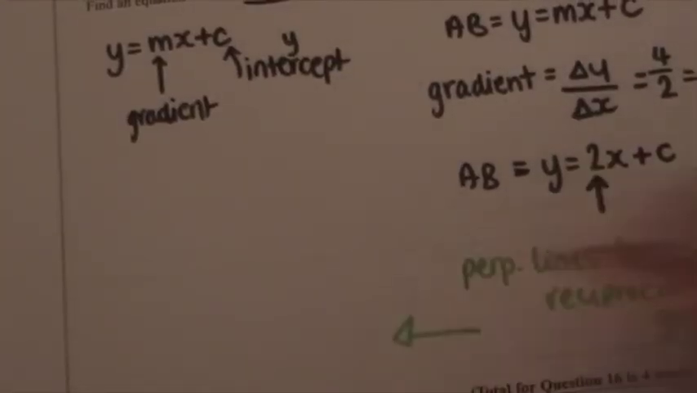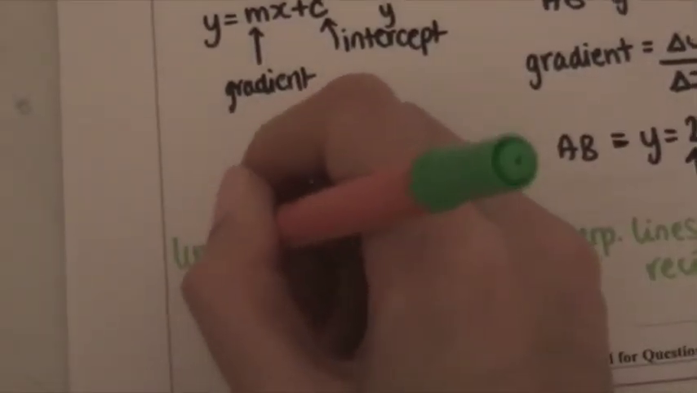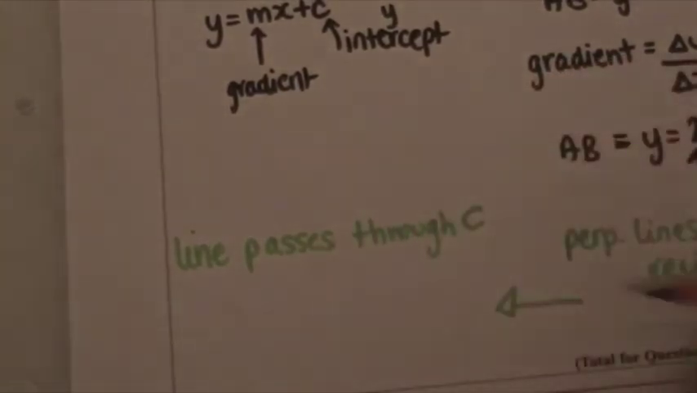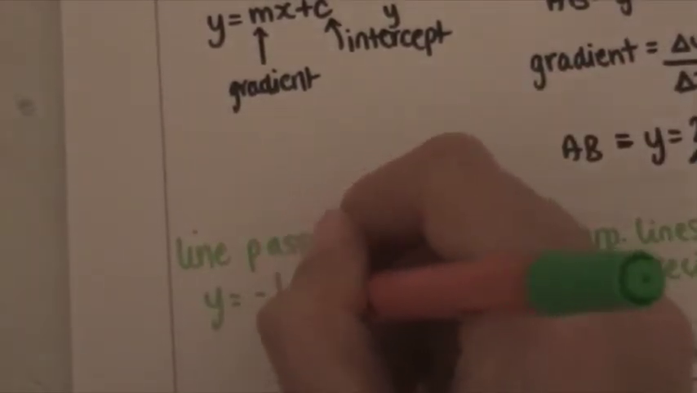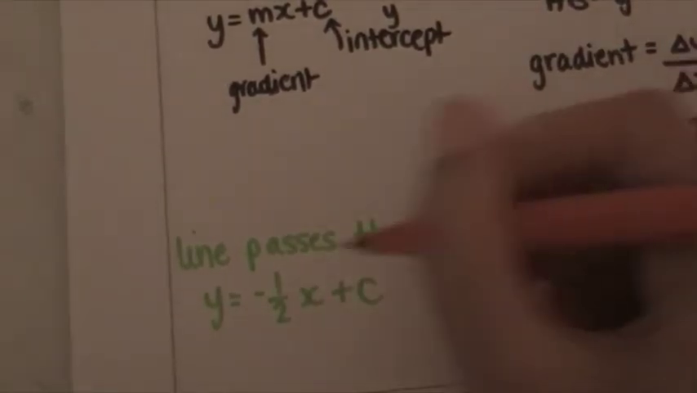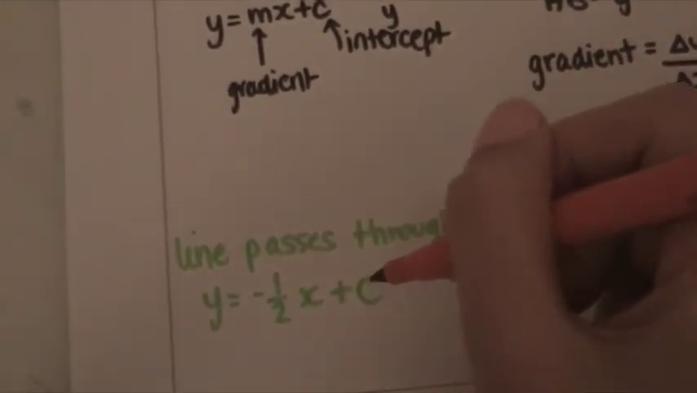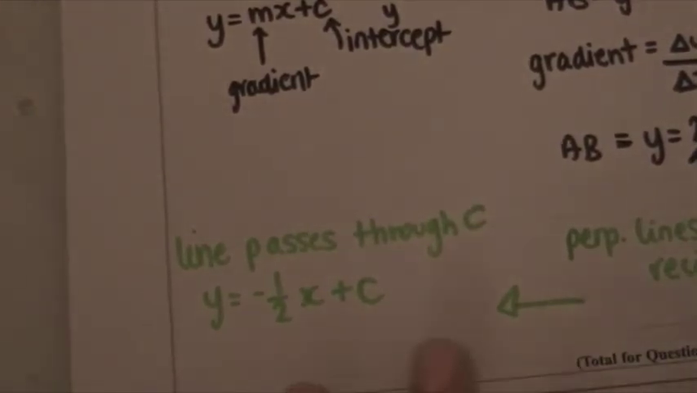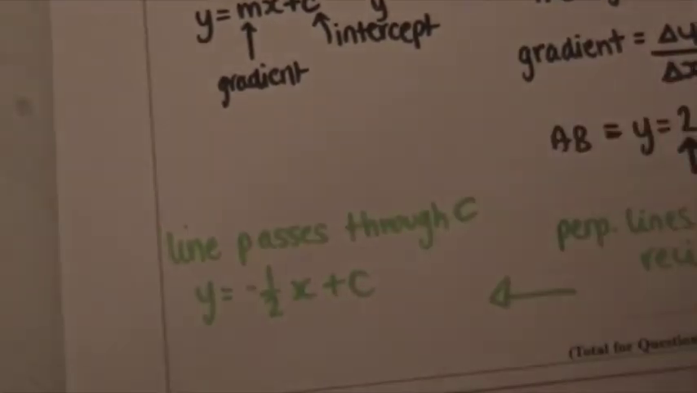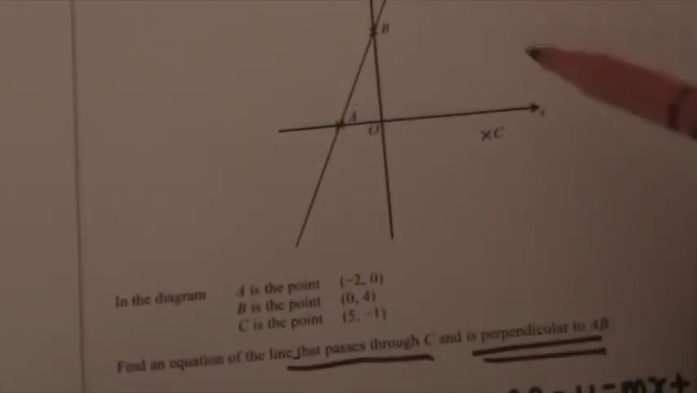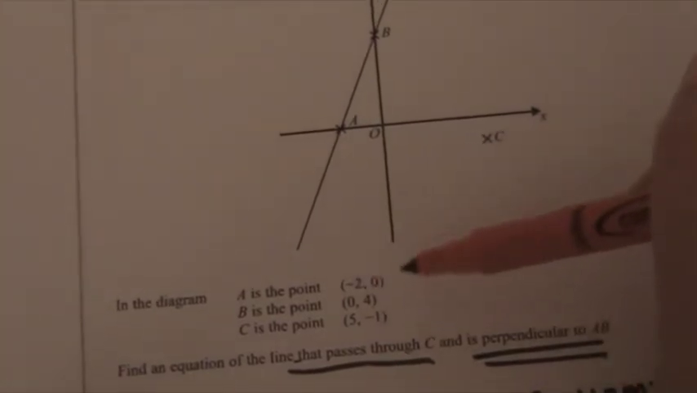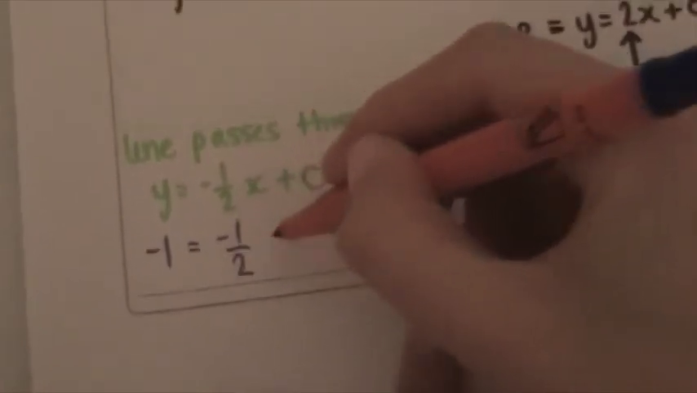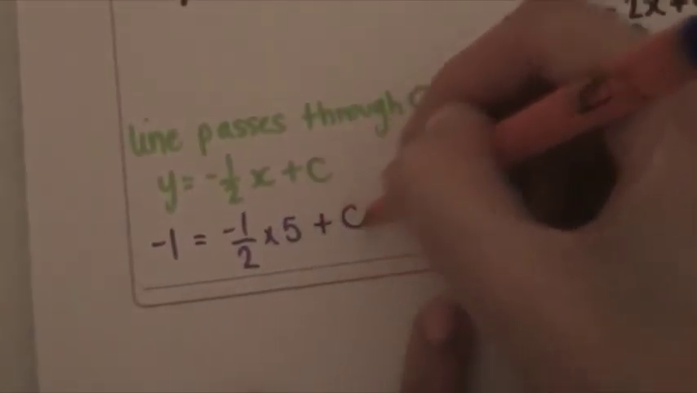So if we continue working over here, for our line that passes through C, we know y equals minus a half x plus c. Now they want the full equation, so we need to work out the y-intercept. To do that, we can find values of x and y, substitute them in and work out c. So to find values of x and y, there needs to be a point that's on the line, and we know that the line we're working out passes through C, where the x value is 5 and the y value is minus 1.